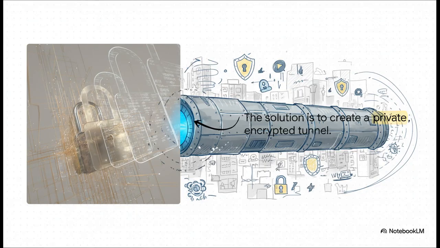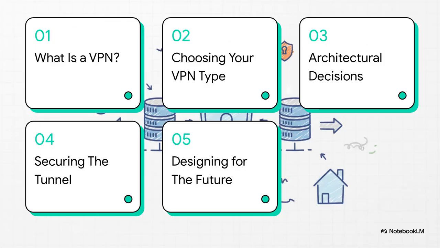Well, here's the answer. You don't send it through the public square at all. Instead, you build a private, armored tunnel right under it. And that is the core idea of a virtual private network, or VPN. It creates a completely secure, encrypted pathway for your data, making it totally invisible and inaccessible to anyone on the outside.